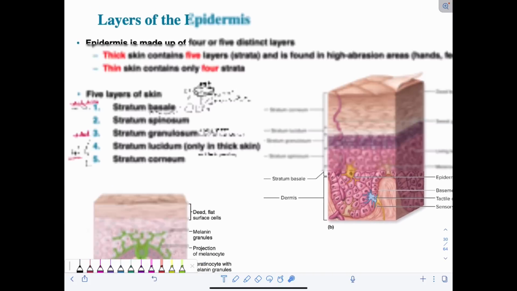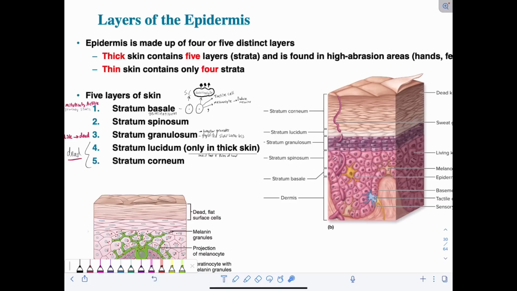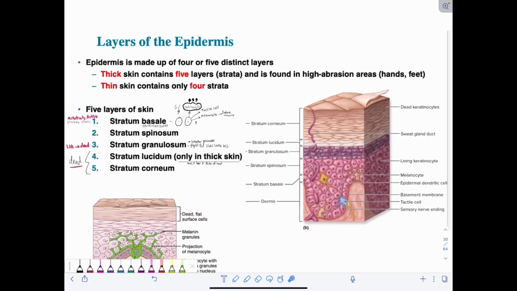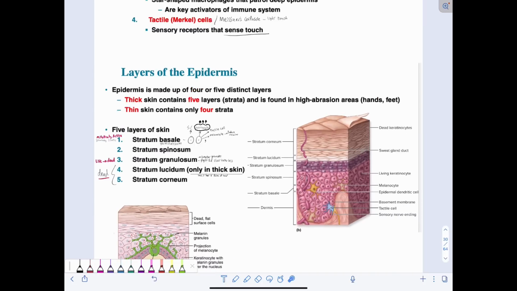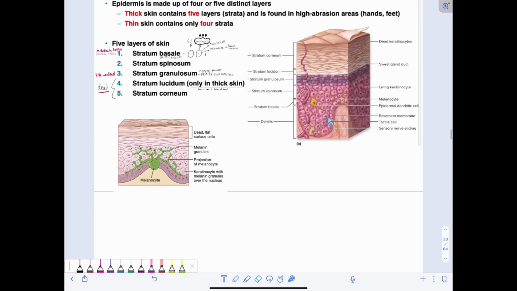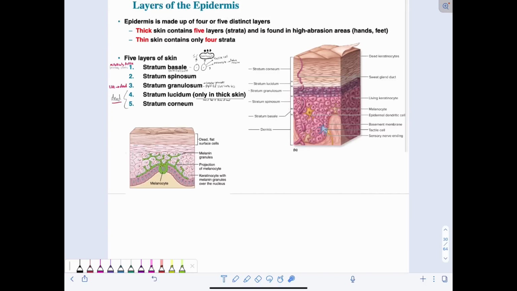And also you find lamellar granules that have glycolipids in that area. This slows down the water loss, so that cells are not losing a lot of water. So that's also found in the stratum granulosum. Here's a picture of the melanocyte and also other cells.